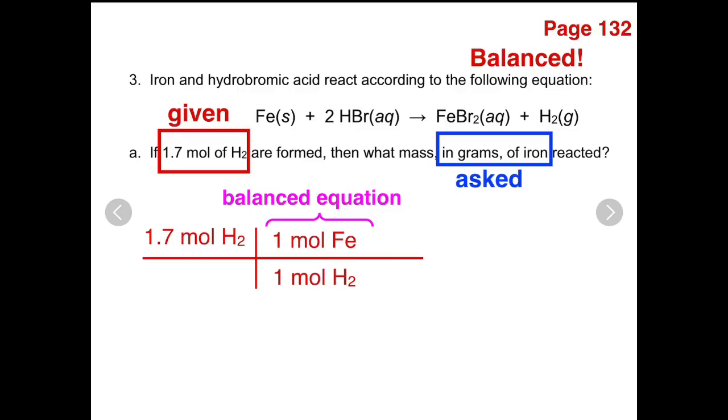Okay, so this comes from the balanced equation again. Even though it's 1-to-1, you still need to include this part. So mole of hydrogen will cancel out. Now you have mole of iron left. I don't want to know mole of iron. I want to know grams of iron.